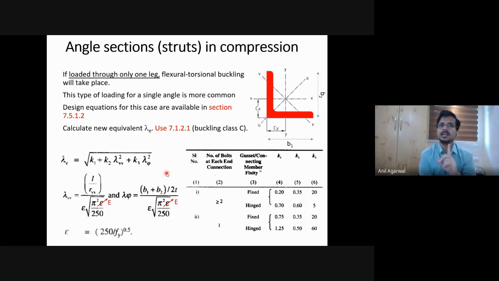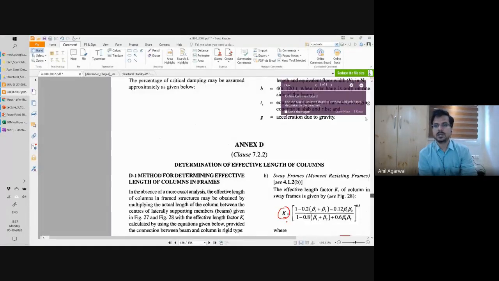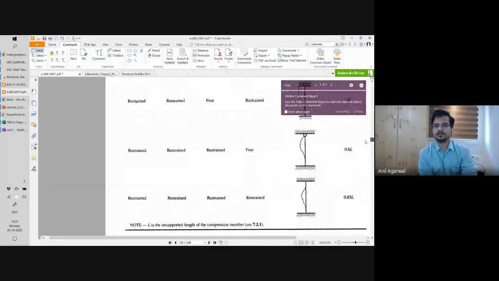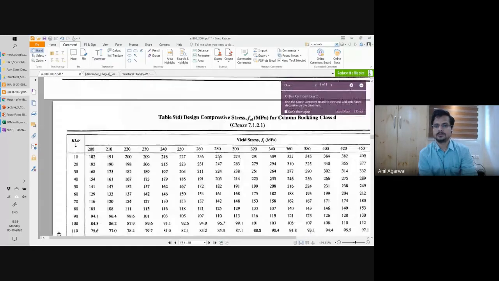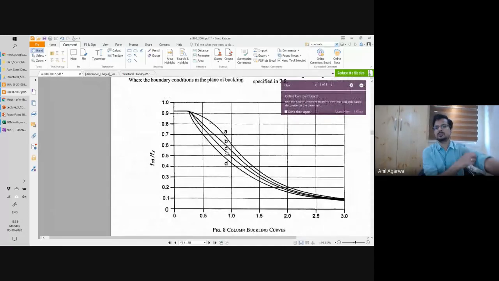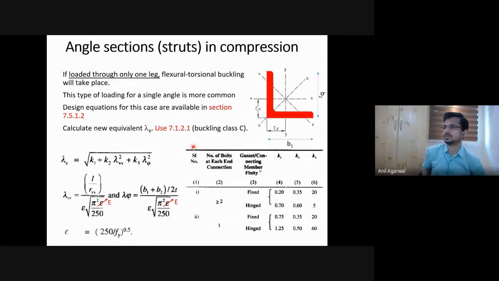But the funny thing is that you can still continue to use the same equations. Which same equations? Same column capacity equations, I'm saying. Class A, B, C column equations were given, right? These ones. The same column equations you can use. In fact, you should use the class C column equation for an angle that is connected only through one leg. If an angle is connected only through one leg, you consider class C here, which is actually a flexural buckling equation, but the lambda value that goes into the calculation of that curve now changes.